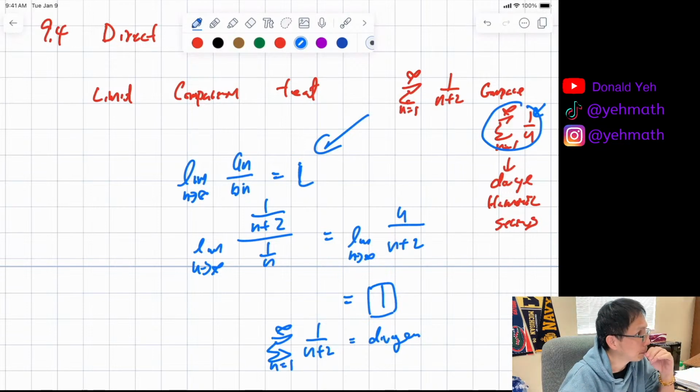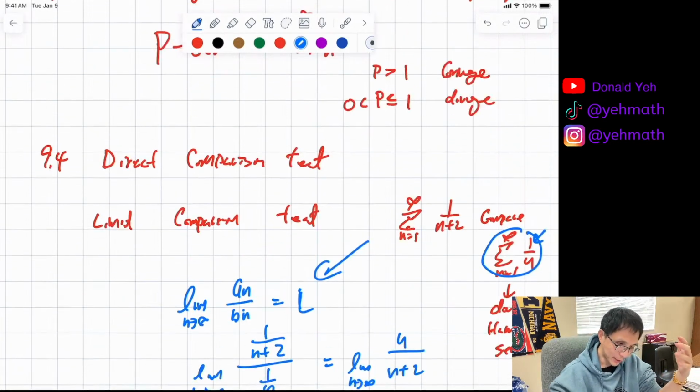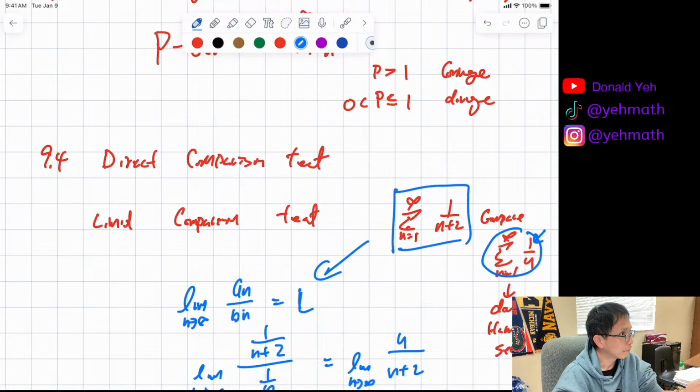Could this also work for all of the ones where you could use the direct comparison test? Even if you use the limit comparison test, would it still work? It will probably work, because I feel like the limit comparison test is more powerful. For example, this one doesn't work with direct comparison, but on other questions where you could do direct comparison, it would also work with limit comparison. I'm not going to say always, but it's more powerful in more situations.